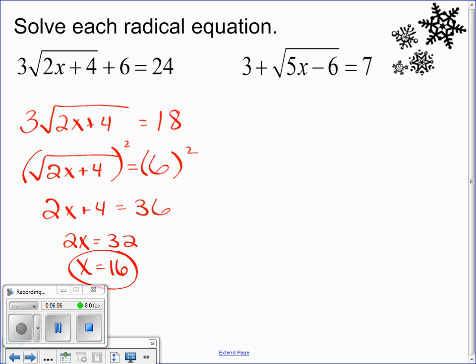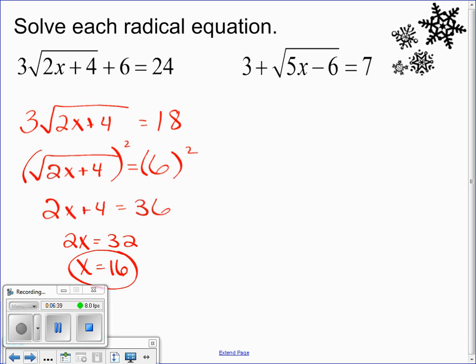Do your little mental check on that. Make sure it actually worked. It does work. Just plugging it back in. So 2 times 16 is 32, plus 4 is 36. Square root of 36 is 6, times 3 is 18, plus 6, 24. You totally could. Question was, could you type that all in your calculator? Yes, you absolutely can.